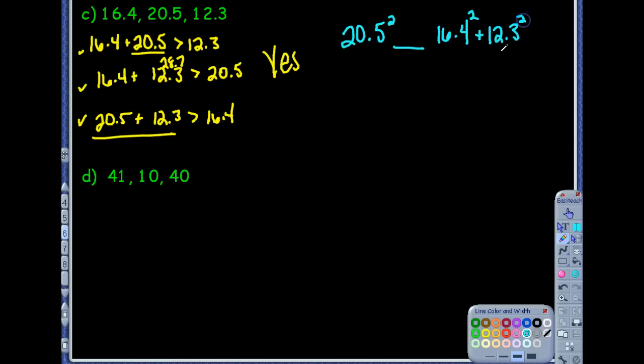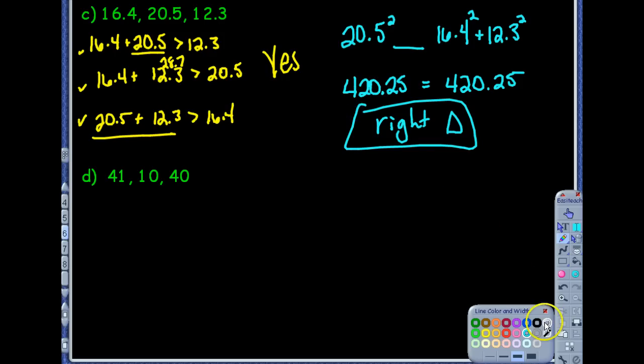Yep, I figured you were going to come in and say that. So on the left side, it's 420.25. And then those add up to 420.25 as well. So what can you tell me? This is equal, which means it's a right triangle. Love it.